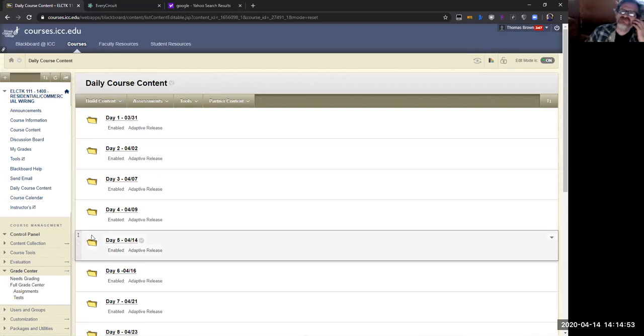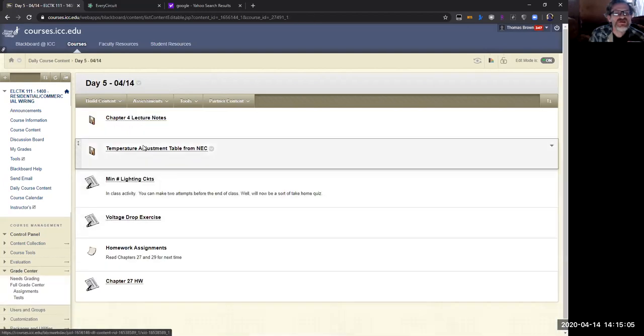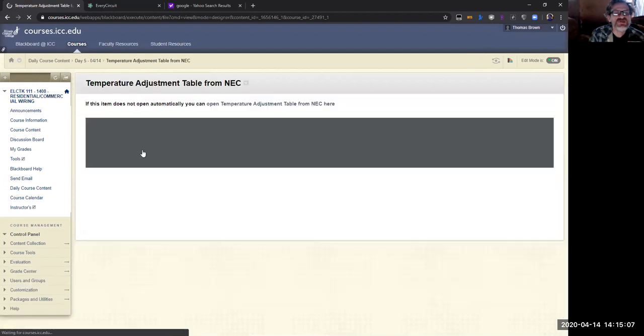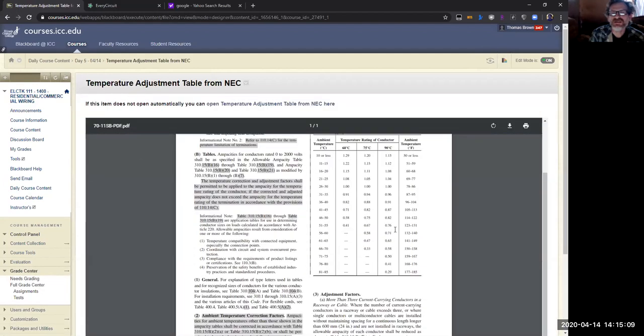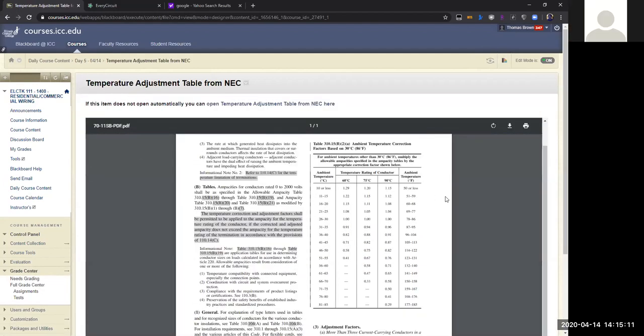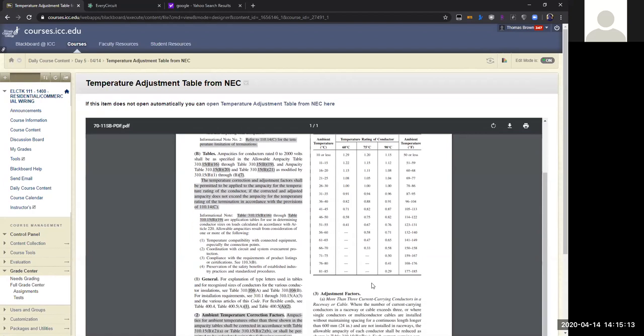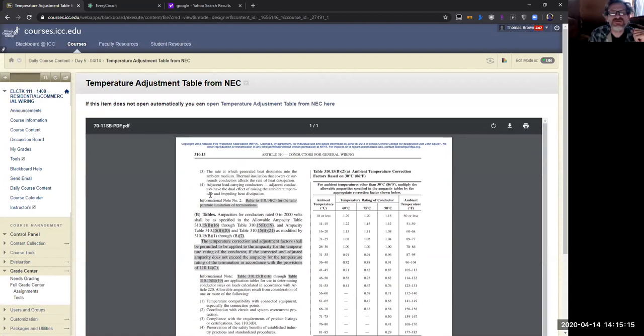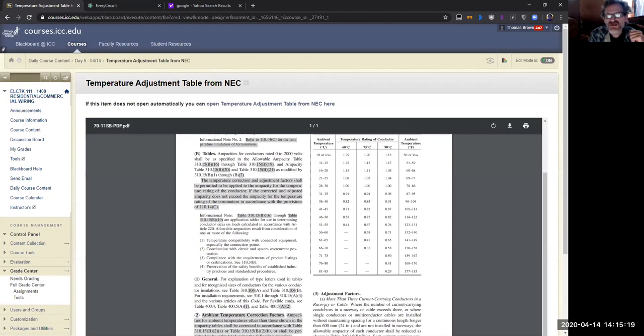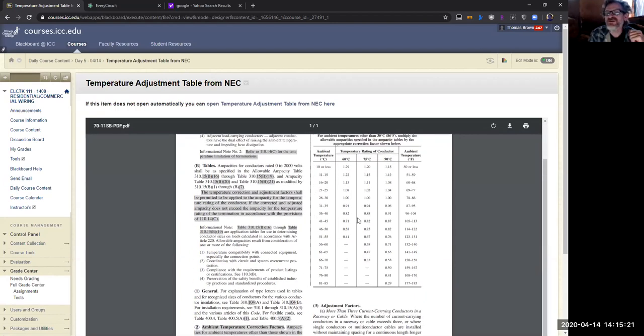But yeah, our focus for today is we're going to go into chapter 27 and then check out the homework for that. I have a couple of exercises for today. And there's even an example of the temperature adjustment chart from the NEC there for you if you want to refer back to that. Otherwise, the Uglies book has that in there too. This is a straight copy of the NEC as far as the temperature adjustment.